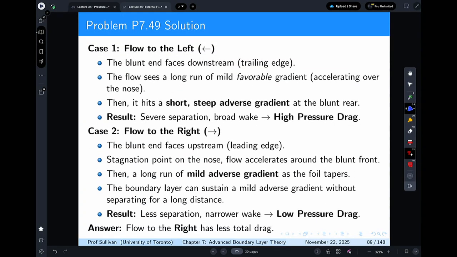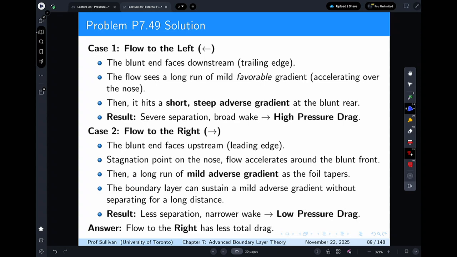If it's flow to the left, then it's coming from the tail all the way to the thickest part and then the leading edge. The blunt end faces downstream, trailing edge. The flow sees a long run, a mild favorable gradient because it's expanding. And then it hits a short, steep gradient when it comes to the top, and then suddenly there's a huge separation. Severe separation, broad wake, high pressure drag.